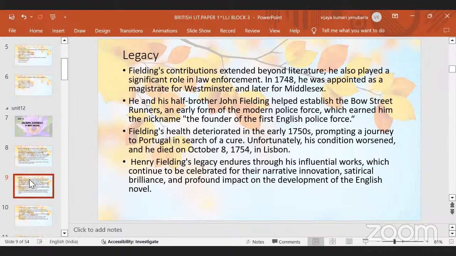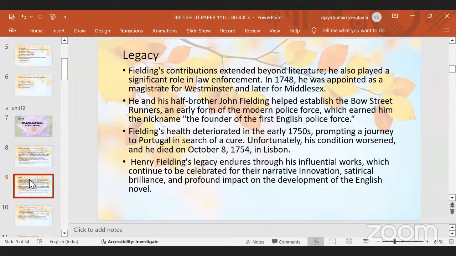In 1748, he was appointed as a magistrate for Westminster and later for Middlesex. He and his half-brother, John Fielding, helped establish the Bow Street Runners, an early form of the modern police force, which earned him the nickname the founder of the first English police force. So being the magistrate, he developed that force. Later, it became one of the main forces of police in Britain.